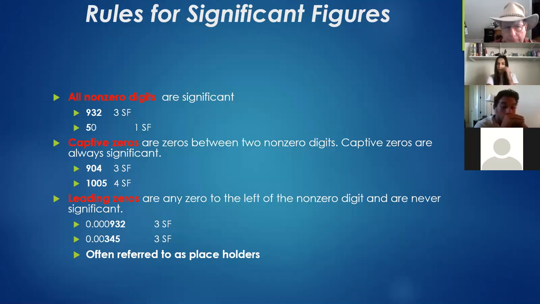Significant figures. All non-zero digits are significant. So anything 1, 2, 3, 4, 5, 6, 7, 8, 9, that is definitely significant. It's the zeros we have to worry about. If the zeros are captive, if they are between 2 digits, they are significant. So 904 has 3 significant figures. 1005 has 4 significant figures.